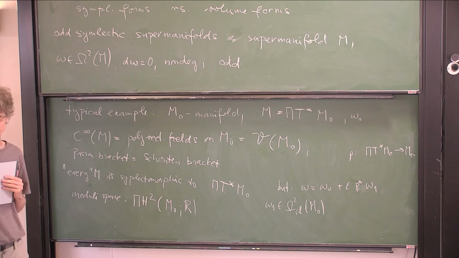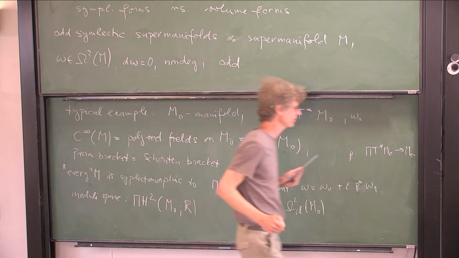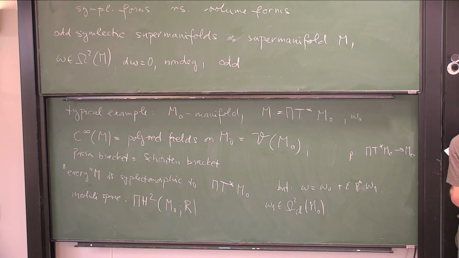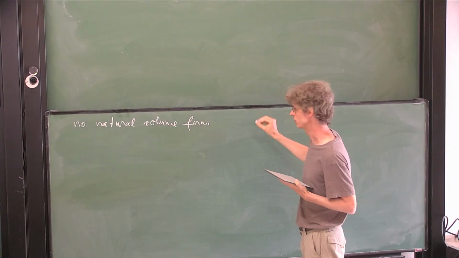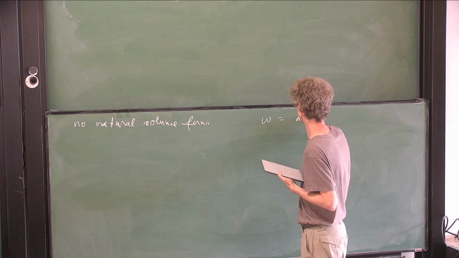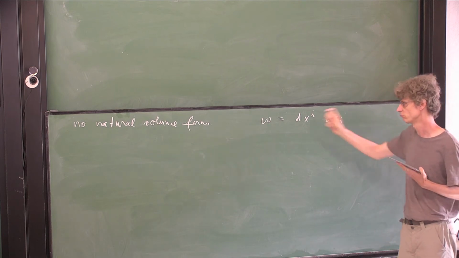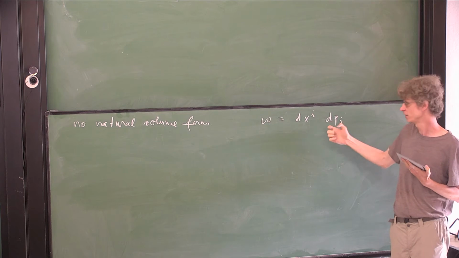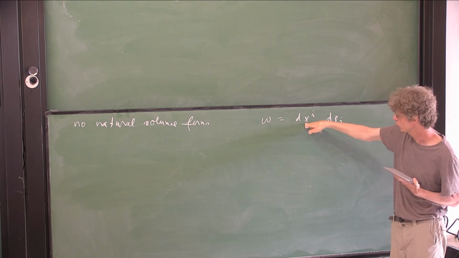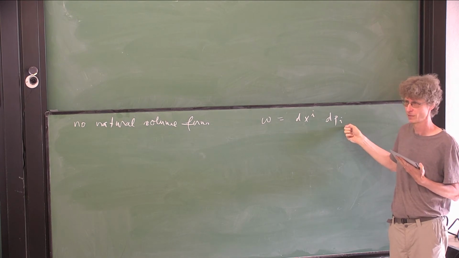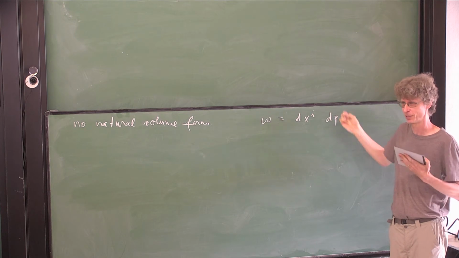So there is no natural volume form. Let me write it in coordinates. If omega is something like dx_i times dp_i, and as you said, if you imagine taking these twice, it's always like that: the parity of x is opposite to the parity of p. And somehow things conspire in such a way that omega squared is equal to 0.